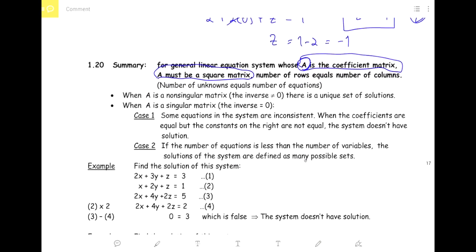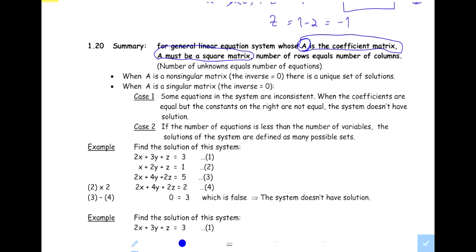But if the situation doesn't come out like what we know... What we know is just here: when A is a non-singular matrix, meaning the determinant is not zero, then there will be a unique set of solutions. You will get x, y, and z. Unique set means you have one possible set of solutions.